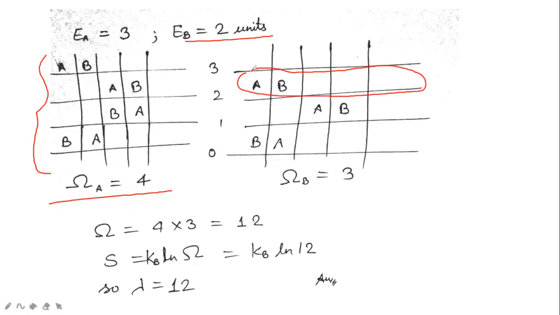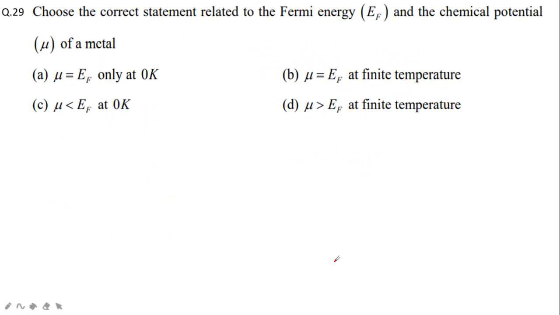Okay, so there will be no particle in this third level of energy state, because it will be greater than 2. So there are 3 ways. So the total number of ways is 4 into 3, 12. So S will be k_B ln omega, k_B ln 12. The value of lambda is 12. Easy. Moving ahead. From here, GATE 2020 questions are starting.